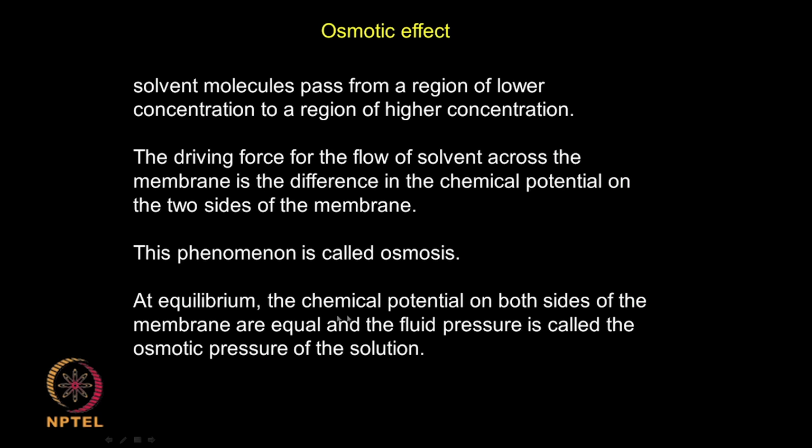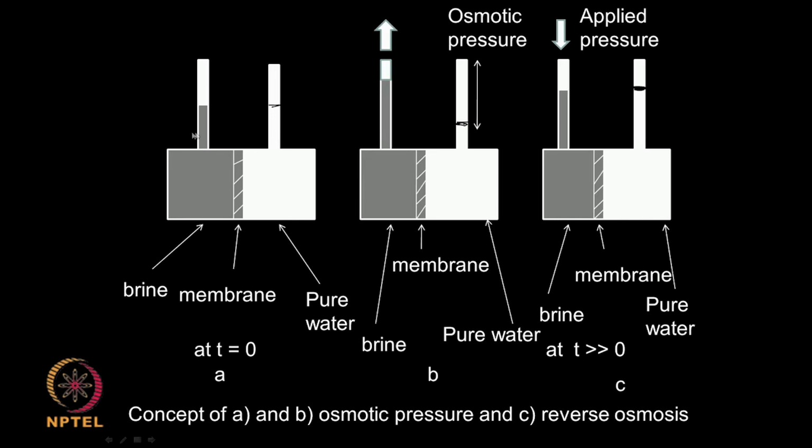So, at equilibrium the chemical potential on both sides of the membrane is equal, and the fluid pressure is called the osmotic pressure of this solution. Okay. So, let us look at this pictorially. Suppose I have brine, salt, brine is nothing but salt solution. I have pure water. So, what is happening? In the brine you have salt. So, obviously, there will be certain pressure, chemical potential, and you have pure water. So, there will be certain pressure.